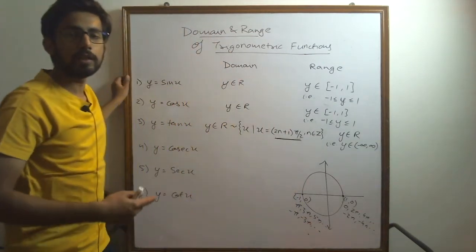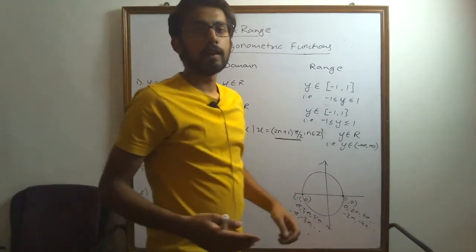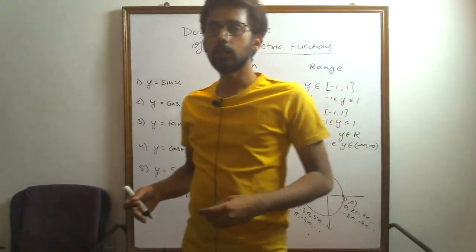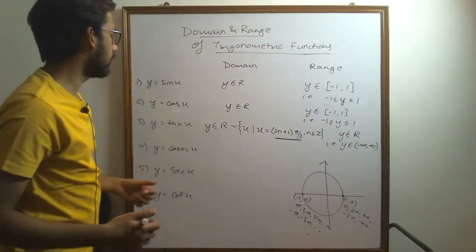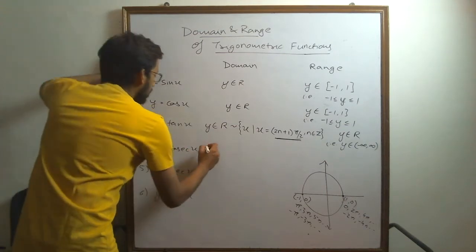So all integral multiples of pi are the angles where sin x is 0. So we will remove these angles from the set of real numbers to get the domain of cosec x.